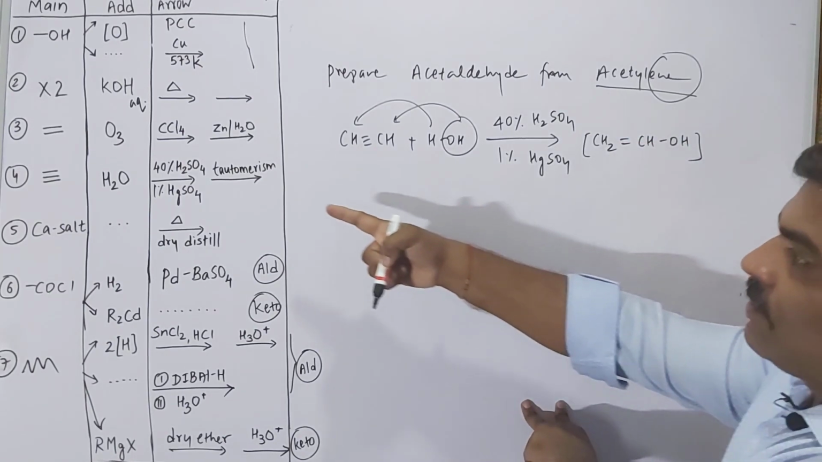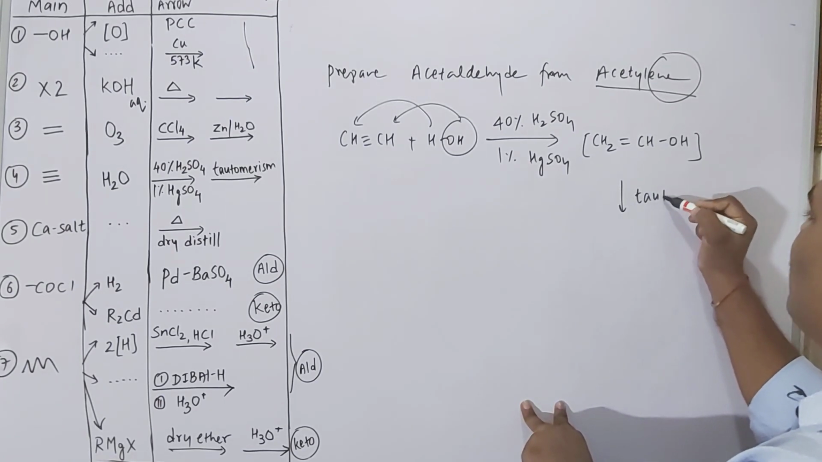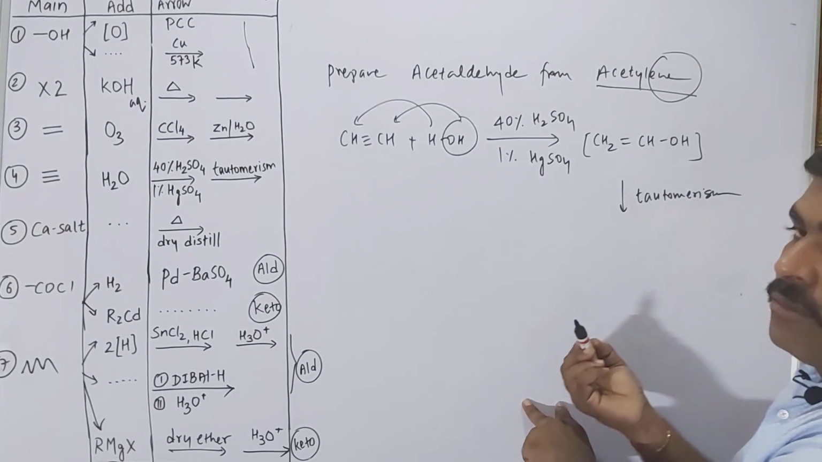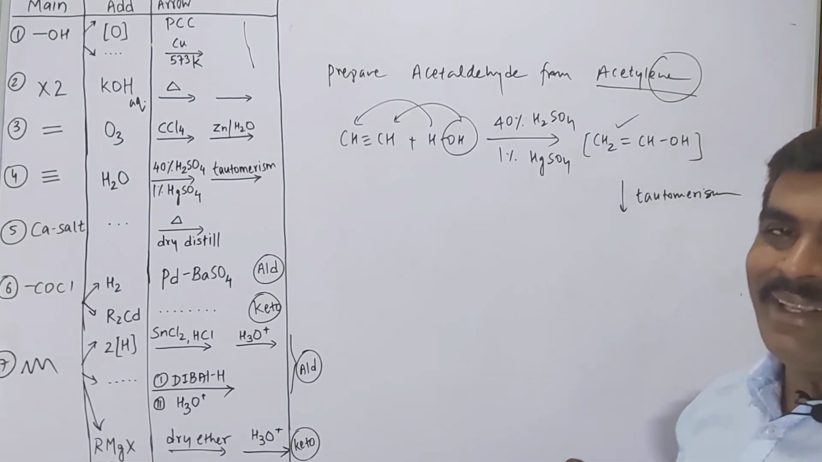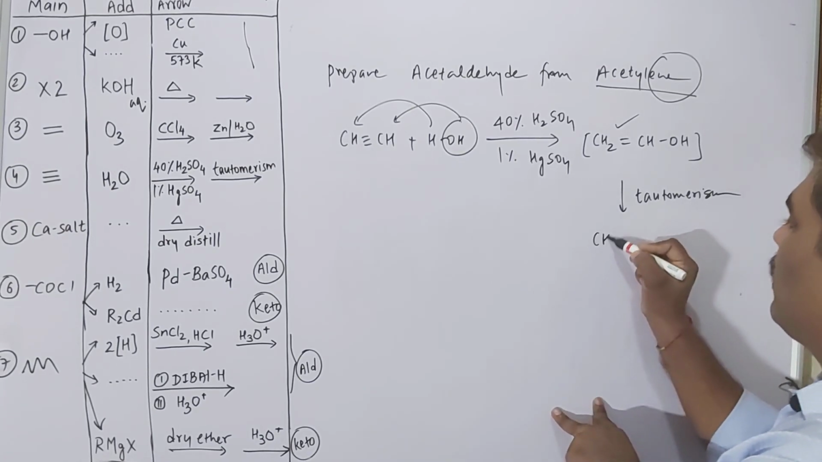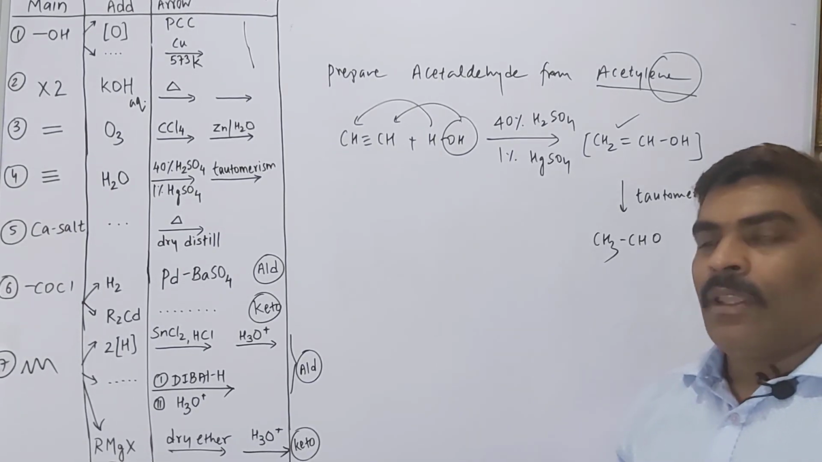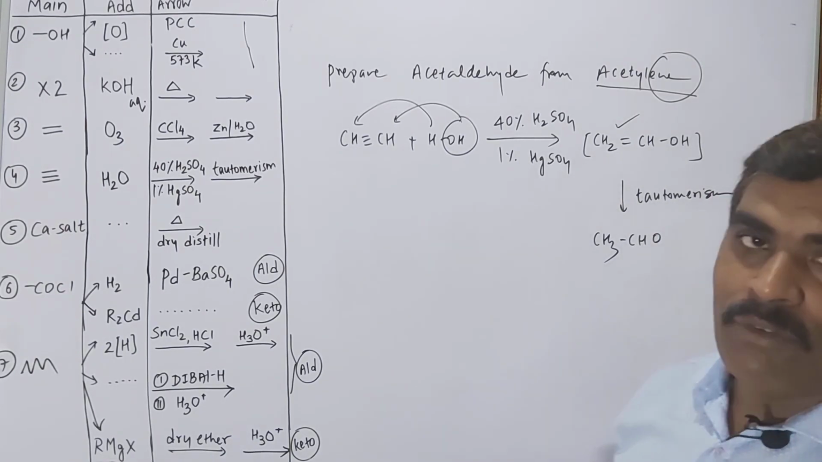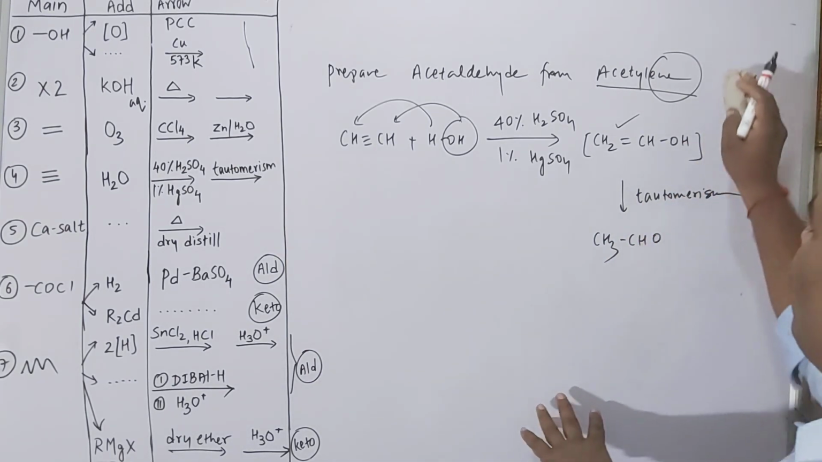And after, see, this formula is given. Further what happens is tautomerism. So in this tautomerism rearrangement, this unsaturation will disappear and you'll get a stable compound, acetaldehyde. So this is for your triple bond. Now we'll see this from alkene, how we can prepare.